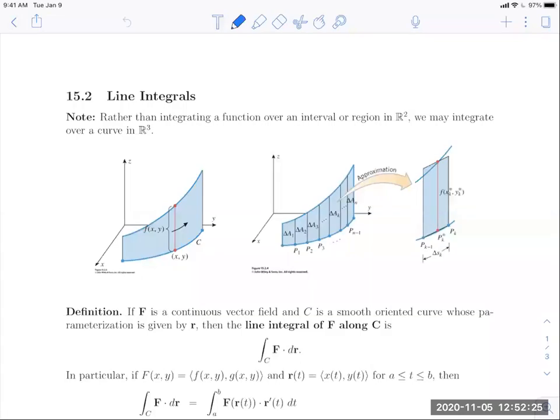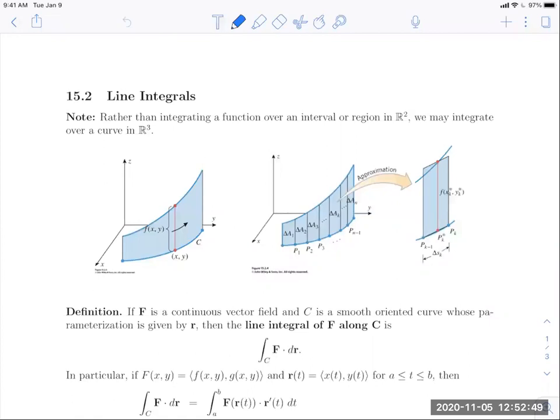All right, let's kick off section 15.2. We're going to be discussing the concept of line integrals. We're already familiar with integrating over an interval on an axis, that's a single variable integral, over a region in the plane, which is working with double integrals, and then, of course, over a solid in three space, which is triple integrals.